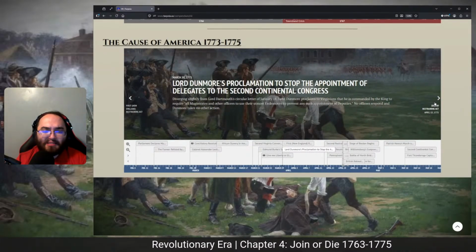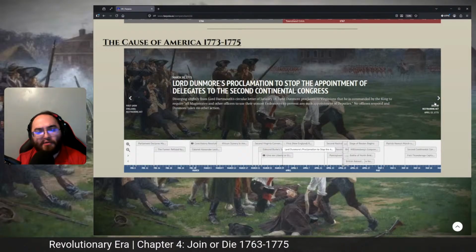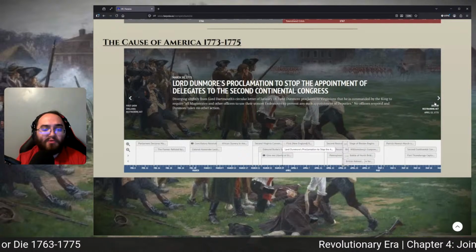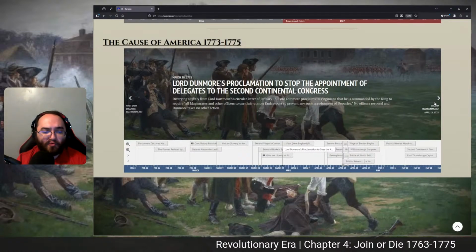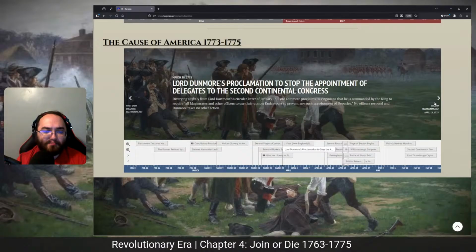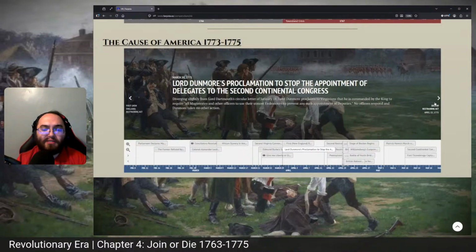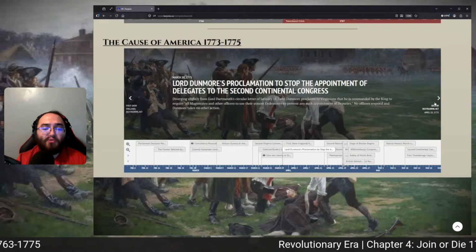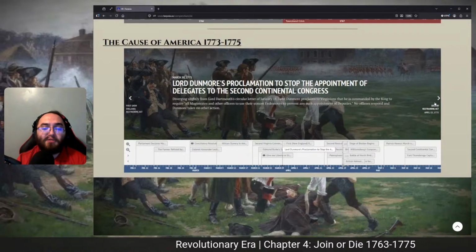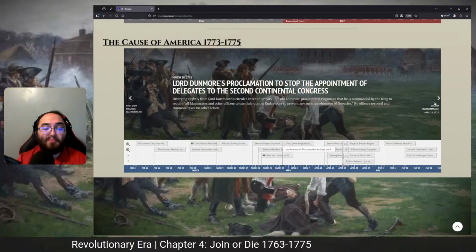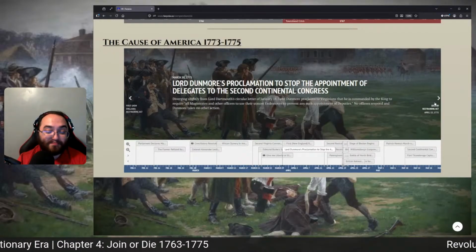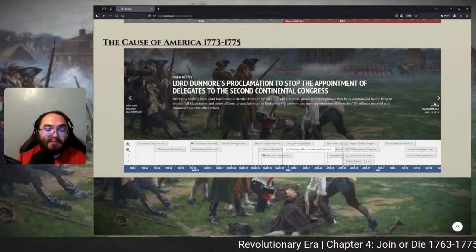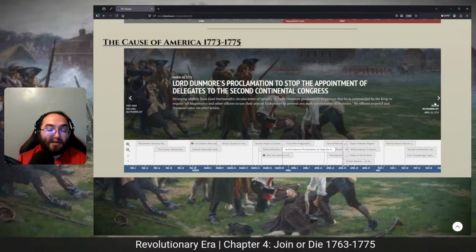Lord Dunmore will pass this proclamation, attempting to stop the appointment of delegates to the Second Continental Congress. And so this is trying to enforce Lord Dartmouth's circular letter by proclaiming to Virginians that he is commanded by the king to require all magistrates and other officers to use their utmost endeavors to prevent any such appointment of deputies. No officers respond, and Dunmore takes no other action. So the inefficiency to enforce the will of the king and Parliament is not going to help out the British side.